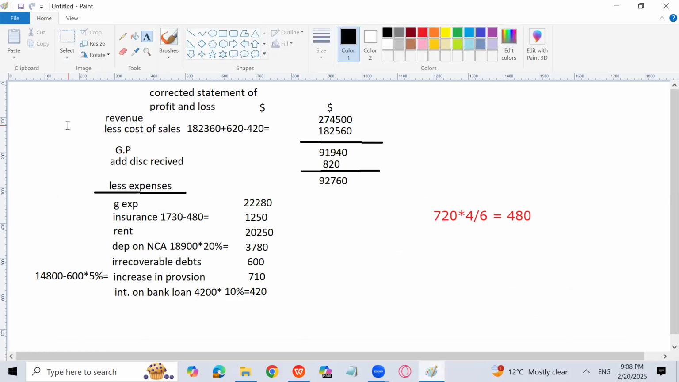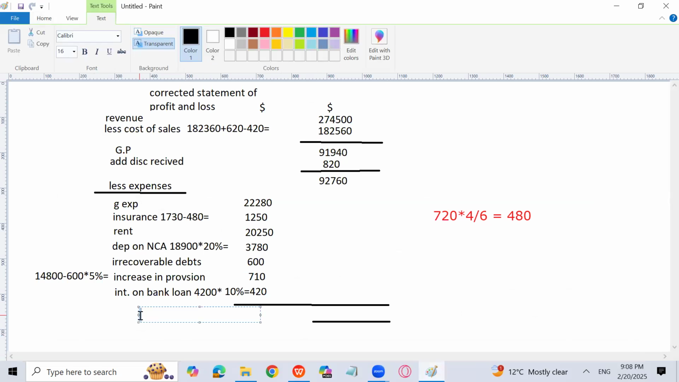Okay, now I will go for the total of the expenses and find the profit for the year, which is the correct profit for the year. So you can calculate the expenses for me. If anybody can help me out, go for the total expenses and tell me the amount, so that I can write the profit for the year for this particular question.